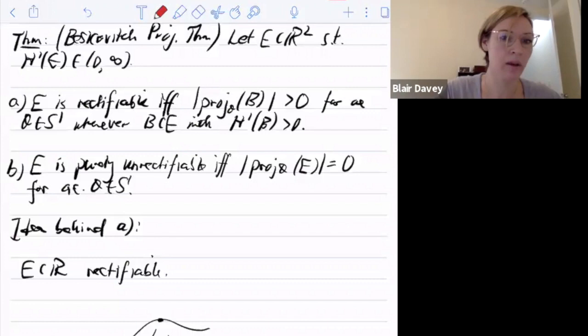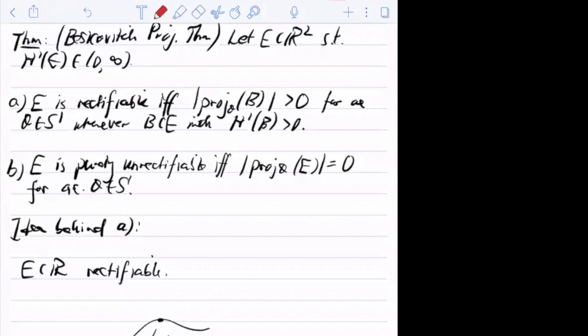And can you recover the H1 measure of a curve from the projections, right? Yes, so I'll hopefully touch on that soon. Okay, great.